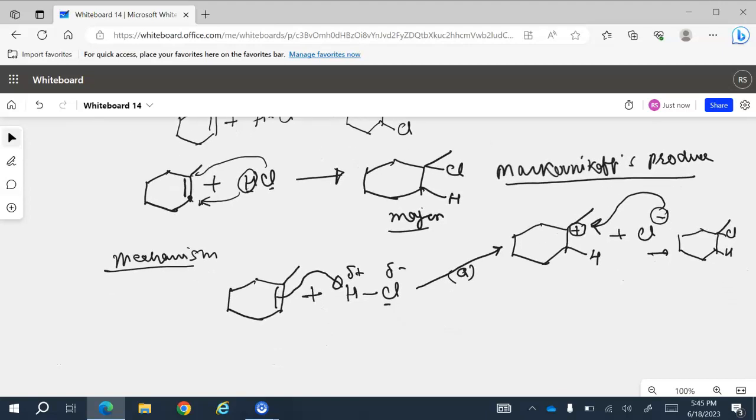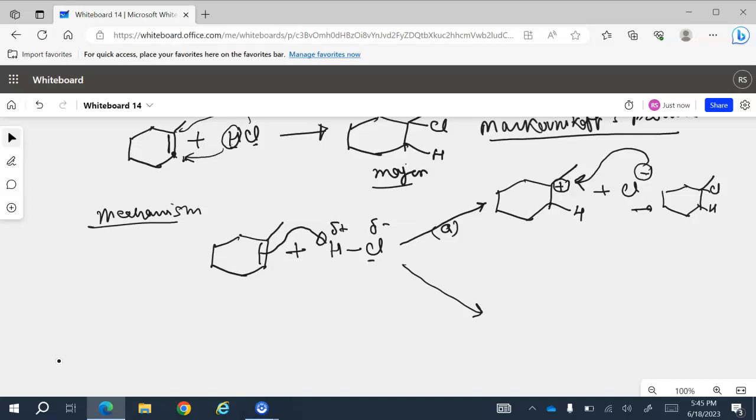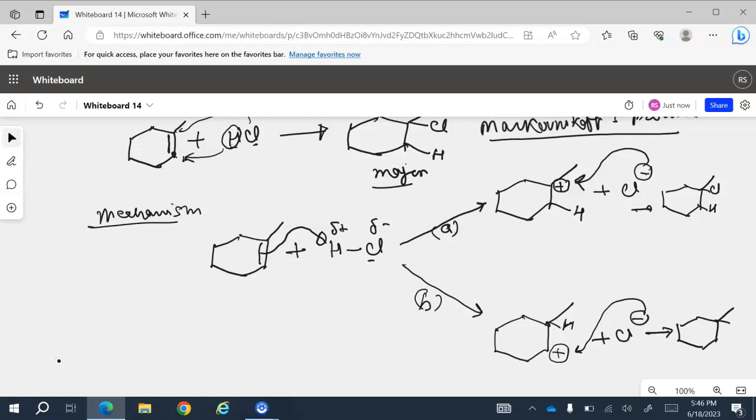Now, if it follows path B, in which we add the hydrogen on the other carbon, with a smaller number of hydrogen, then the result will be hydrogen adding here. So the hydrogen adds to this carbon, and the plus charge is now generated on this carbon, and Cl minus will then attack this carbon here, the carbocation. The result will be the product like this. So hydrogen adding here and chlorine is added here.